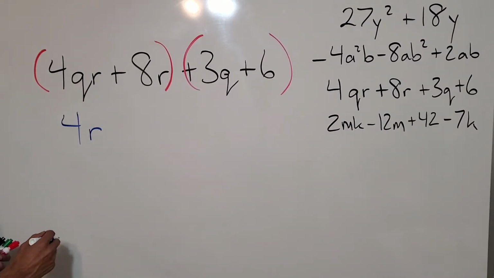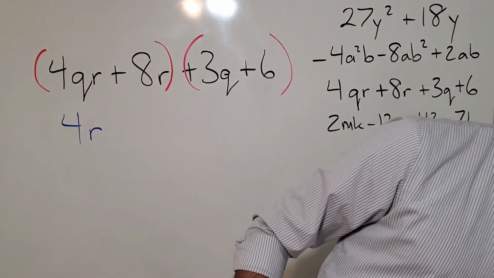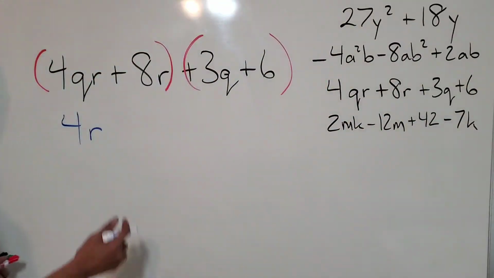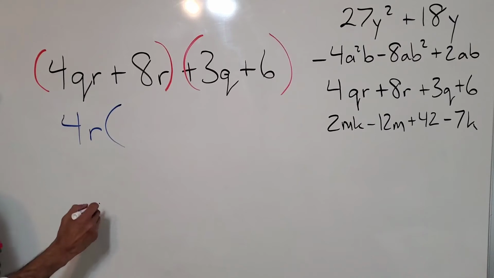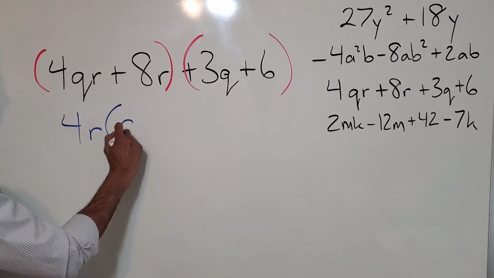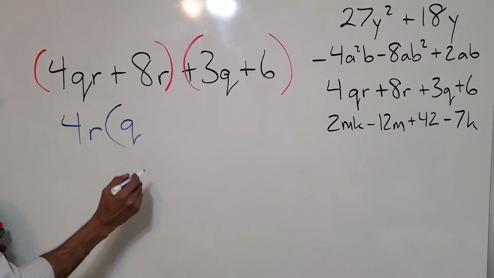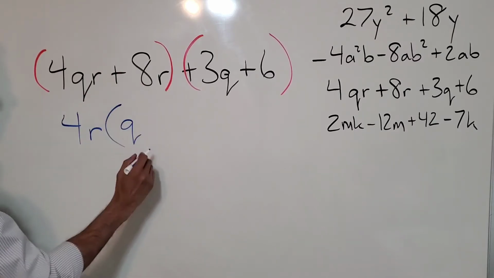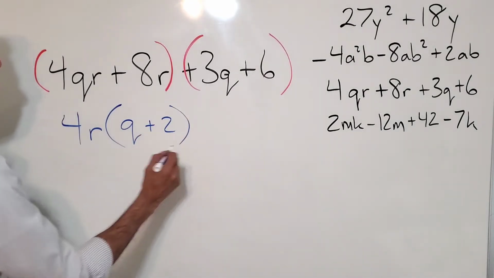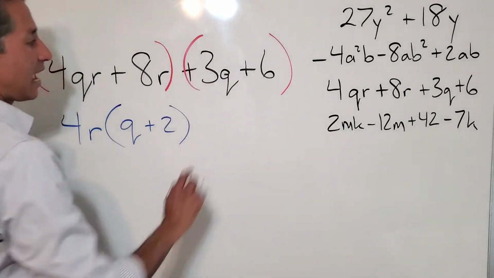Now let me rewrite what's left. 4R, to make it a 4QR, well, I'm going to need a Q. And what's going to make a 4 turn into an 8 and make it a positive 8? Plus 2. Okay. Now I got to move on to the next one here.